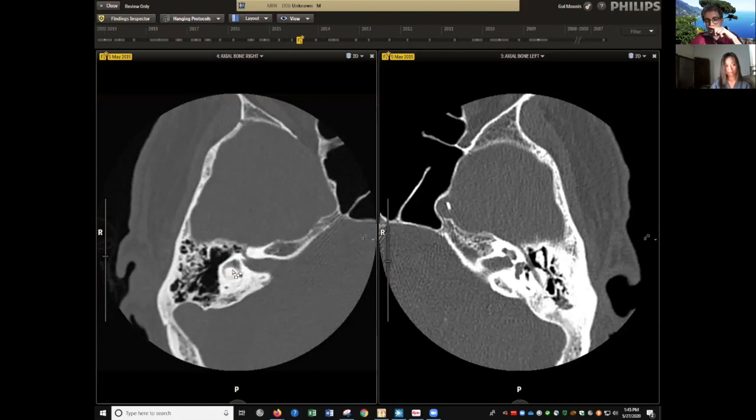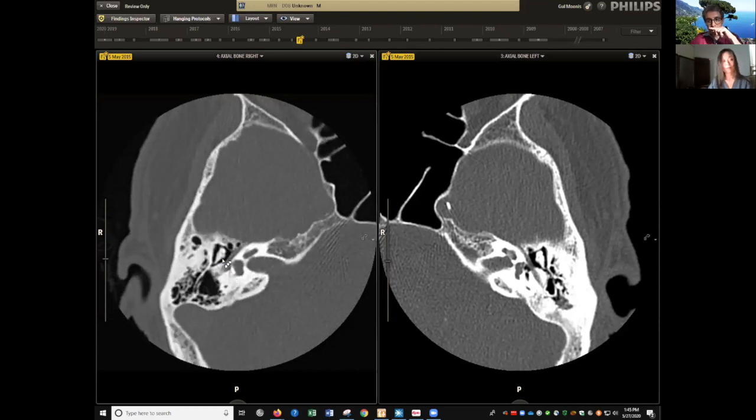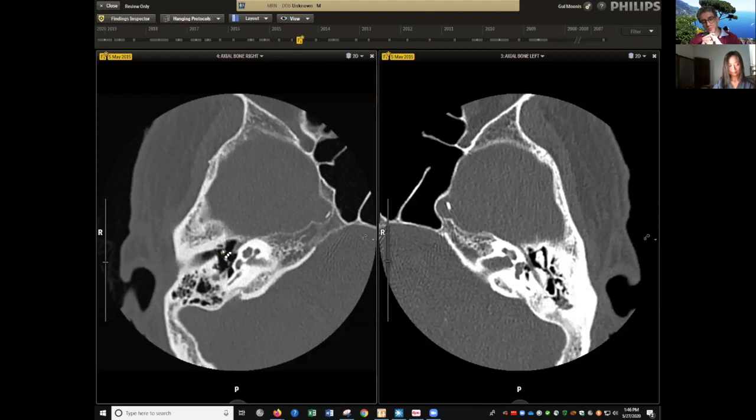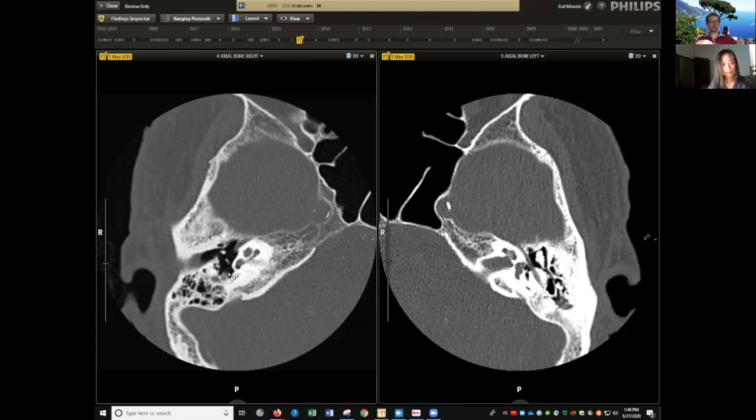And just to recap the anatomy, you can see the ossicles here. You have the ice cream cone, which is the head of the malleus, and the body and short process of the incus. As we keep coming down, you can start seeing the crura of the stapes and the long process of the incus and the manubrium of the malleus coming up. And this is the incudostapedial joint.